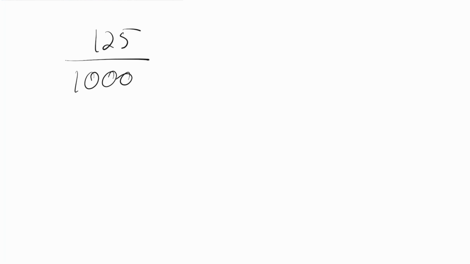We should still reduce it, right? So what's the biggest number that goes into both 125 and 1,000? 125. So 125 goes into 125 once. 125 goes into 1,000 8 times. And our final answer, 1/8.